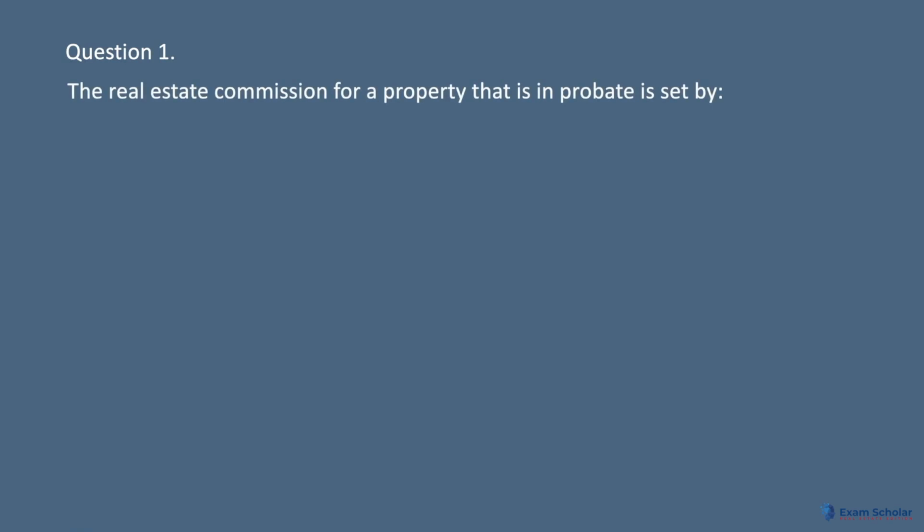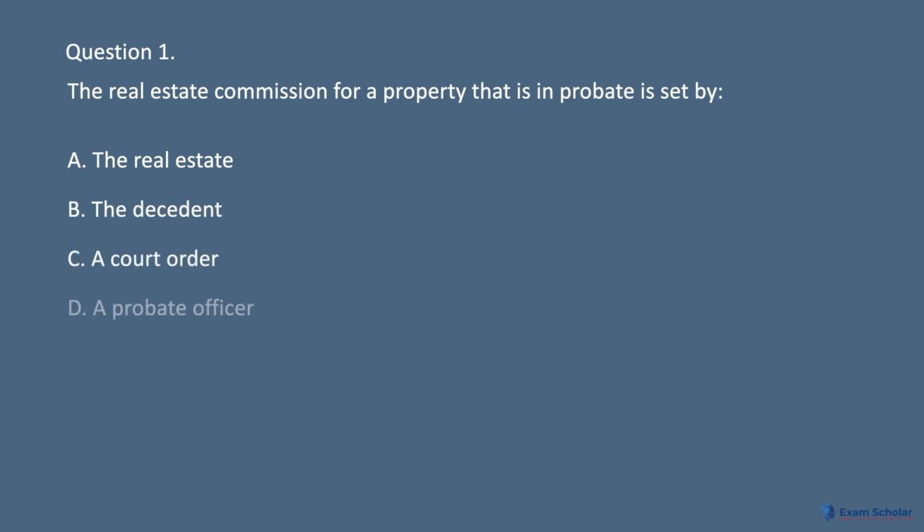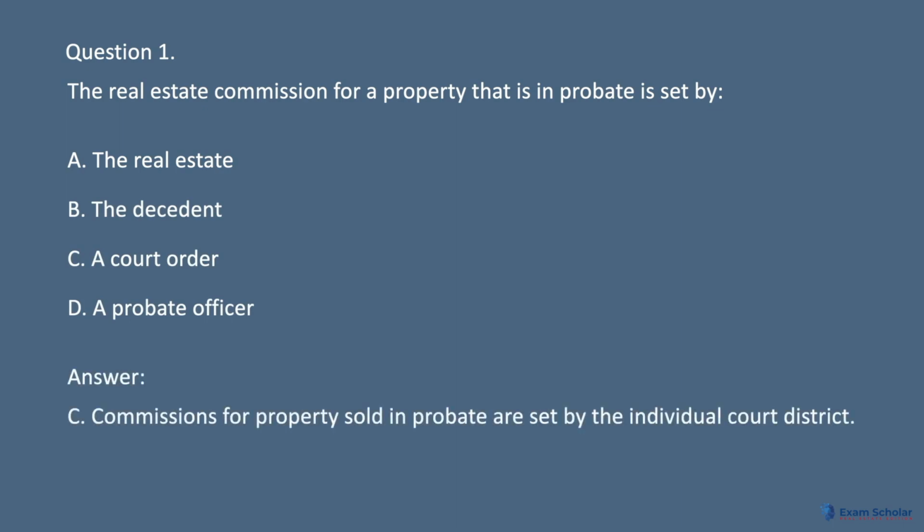Question 1. The real estate commission for a property that is in probate is set by: A. The real estate, B. The decedent, C. A court order, D. A probate officer. Answer: C. Commissions for property sold in probate are set by the individual court district.